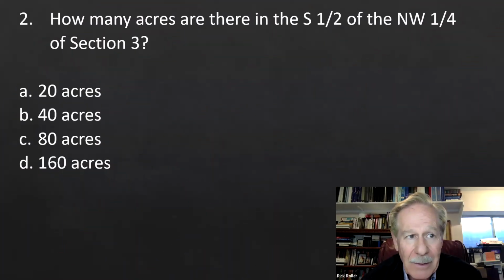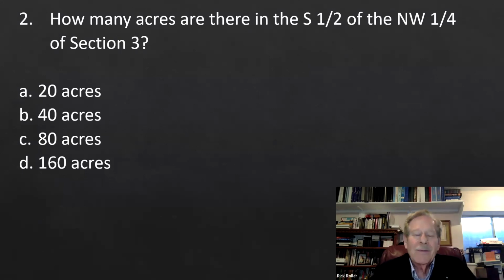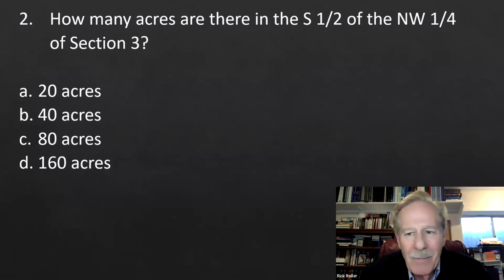Number 2. Now we're talking about how many acres are there in the south half of the northwest quarter of section 3. Well, okay, when you're doing these, guys, just don't make them any harder than they have to be. Does section 3, section 5, section 20, does that really make any difference? No, they're all the same. And every section has how many acres in it? 640.